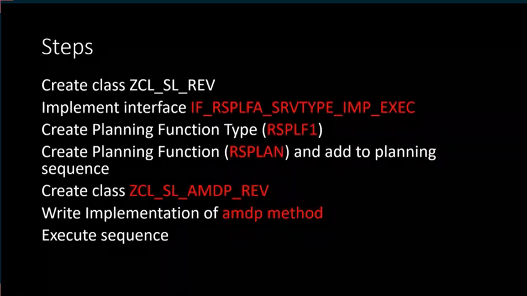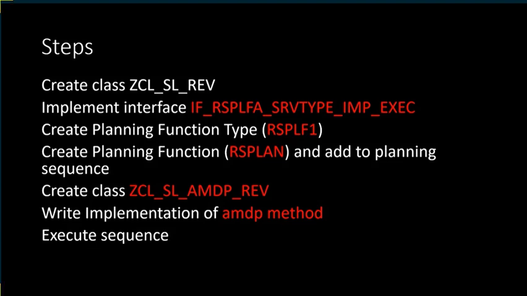There are several steps required to create a planning function as an AMDP. First, we're going to create the ABAP class and implement the required interfaces and methods. Then we create the planning function type, create a planning function referencing the planning function type and add it to a planning sequence. Create the AMDP class and write the implementation of the methods, and then execute the sequence.